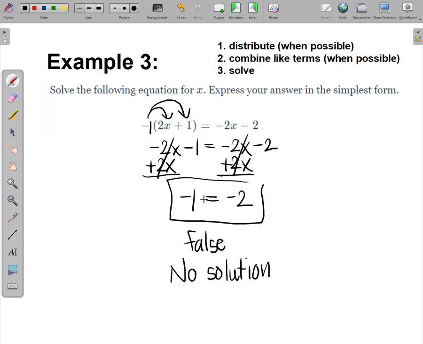When it's false, you're going to stop and you're going to write no solution. Don't just write -1 equals -2. Tell me, what does that mean? So if you understand -1 cannot be equal to -2 because it's false, then please write no solution. And it's going to be really important that for these examples on homework that you try to isolate the variable. Notice in example 3, when I added 2x to each side, the variable disappeared.